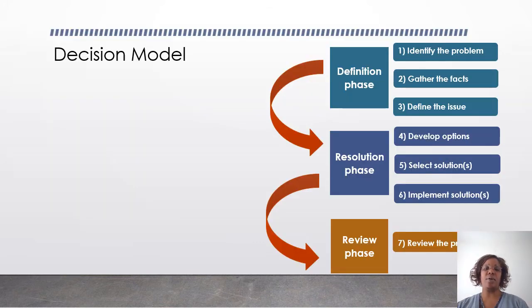In the course, we are expecting you to use a decision model. In this particular course, we've chosen a decision model that is brought to your attention in chapter 6 of the textbook for the course. And this decision model actually is based on 3 different phases: a decision phase, a resolution phase, and a review phase.